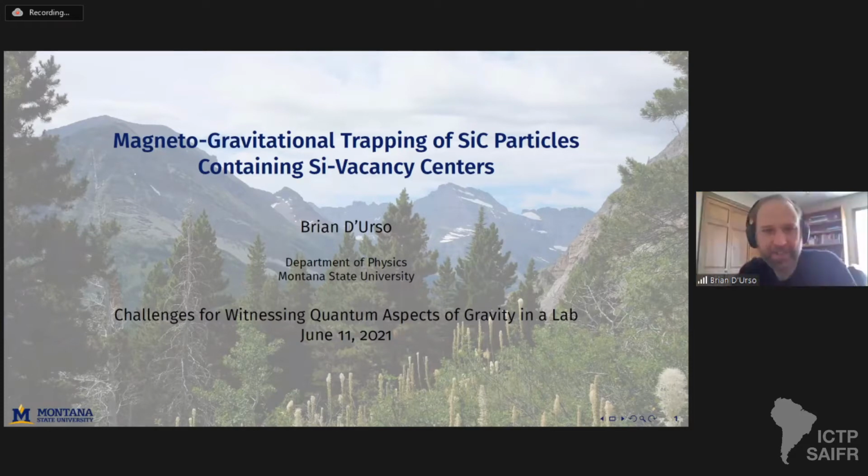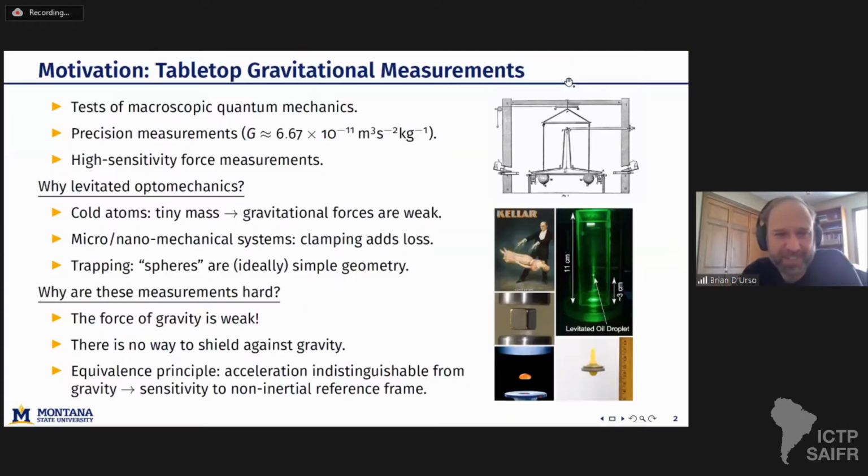All right, thank you. So first, I'm not actually going to get to the silicon carbide particles and the silicon vacancy centers until the end of the talk. So there's a fair amount of background to go through before then, but I'll try to get through it as quickly as possible. So the motivation for our experiments are, like many of us, doing sort of tabletop gravitational measurements that range from tests of macroscopic quantum mechanics to, in our case, precision measurements of big G, the Newtonian constant of gravitation, as well as high sensitivity force measurements.